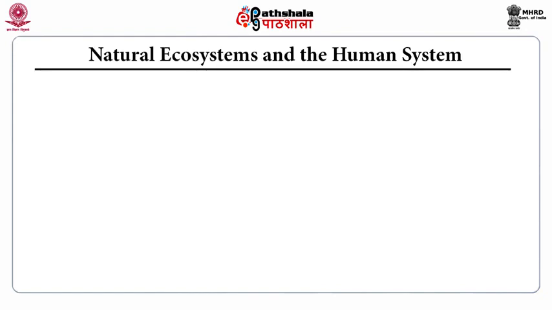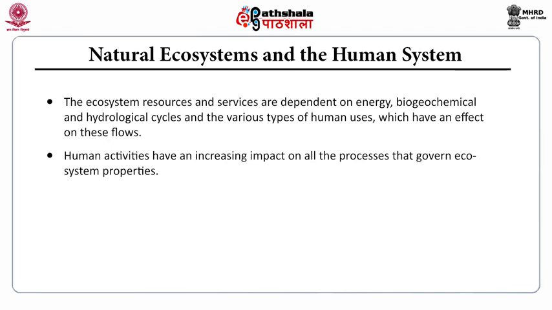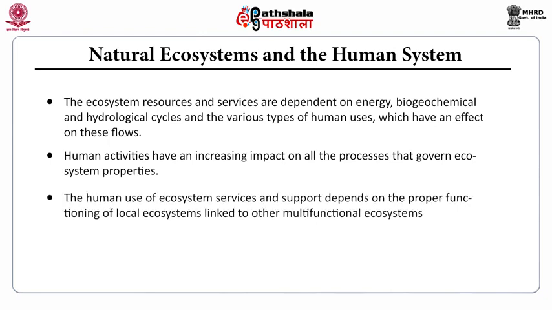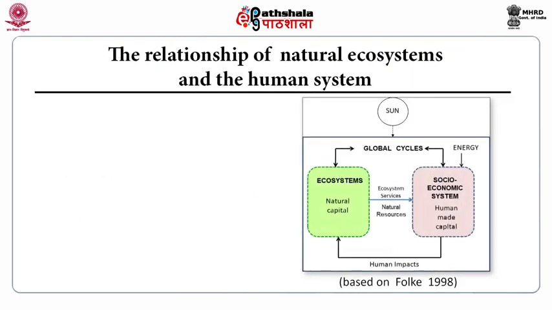Natural ecosystems and human systems, their relationship. The ecosystem resources and services are dependent on energy, biogeochemical and hydrological cycles and the various types of human uses, which have an effect on these flows. Human activities have an increasing impact on all the processes that govern ecosystem properties. The human use of ecosystem services and support depends on the proper functioning of local ecosystems linked to other multifunctional ecosystems. The relationship of natural ecosystems and the human systems.